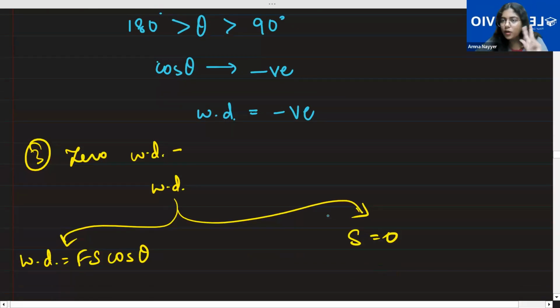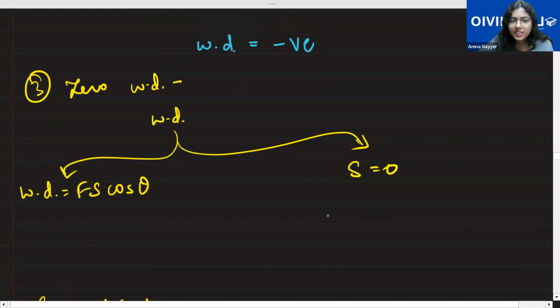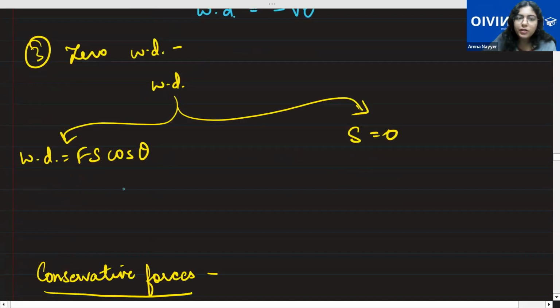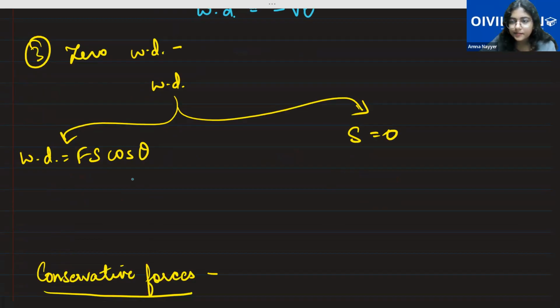Okay, last is zero work done. In zero work done, two possibilities are there. First possibility: can anyone tell me which angle should be there to make the work done zero? Can you repeat the question? The question is, what should be the value of theta so that work done is zero? 90. Yes, 90 degrees, cos 90 is 0.